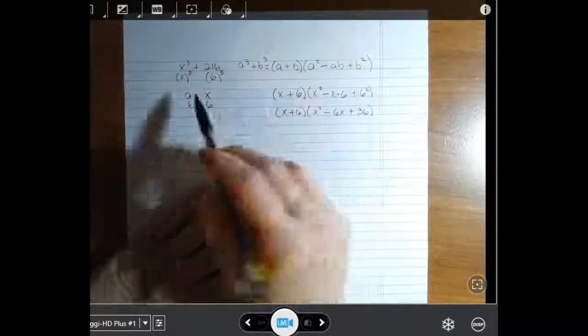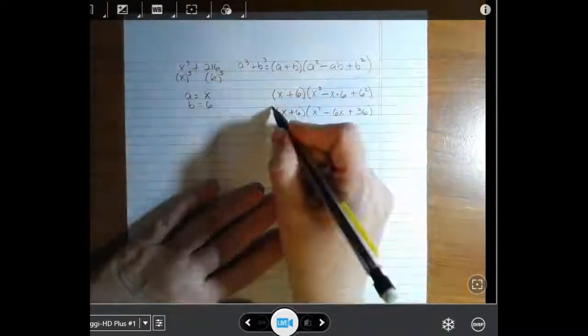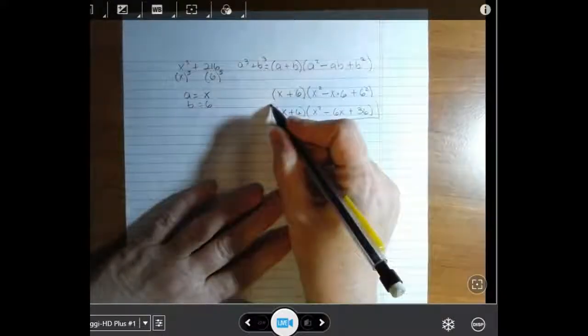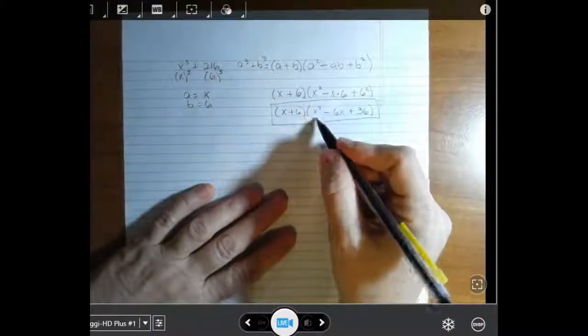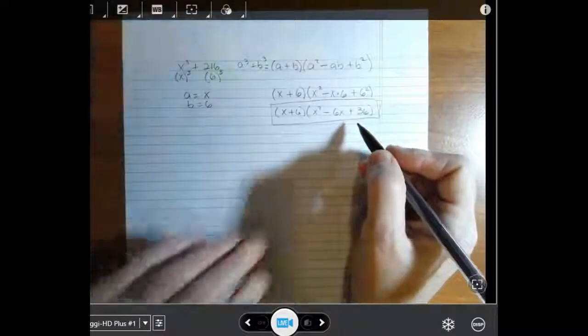So x cubed plus 216 factored is x plus 6 times x squared minus 6x plus 36.